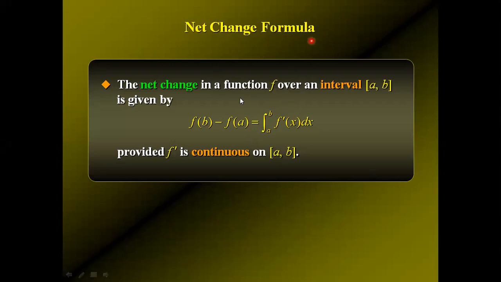Now the net change formula. The net change in a function f over an interval a b is given by this: f of b minus f of a equals the integral from a to b of f dash x dx. That means if f of x is integrable and continuous, then this integration can be written as f of b minus f of a, upper limit minus lower limit.